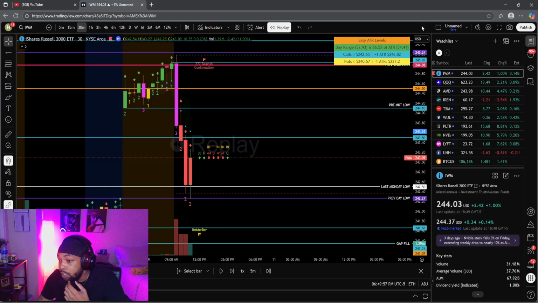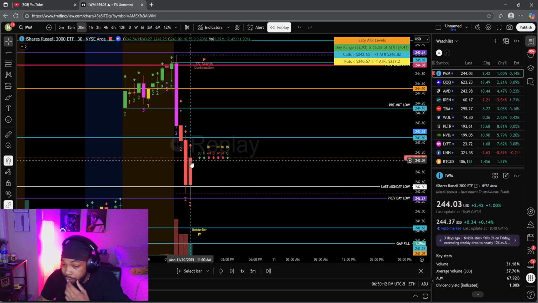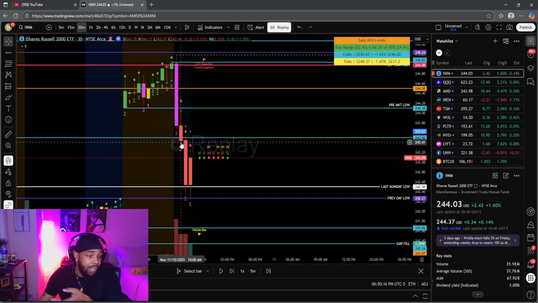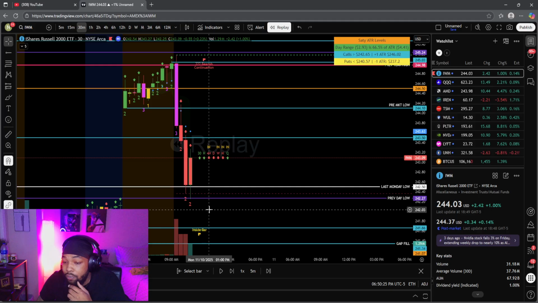So from 244.10 all the way down to 242.36. Let's say I was in this trade for about an hour. Didn't feel like an hour, but I was. I took the trade, set my alerts, and walked off. I just started doing other things, but I was in the trade for about an hour.